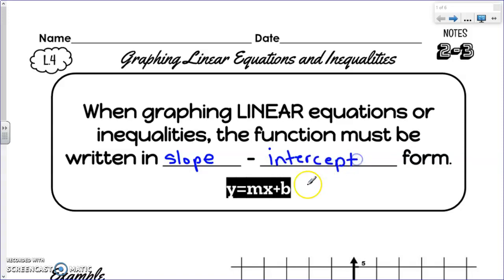Now, what is slope-intercept form? y equals mx plus b, where m is our slope, and that's rise over run. So if you remember, you go up or down, and then left or right. And then our b is our y-intercept.